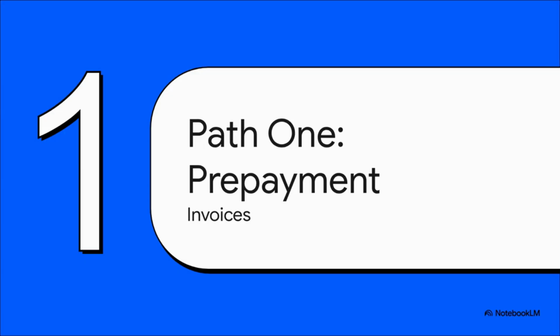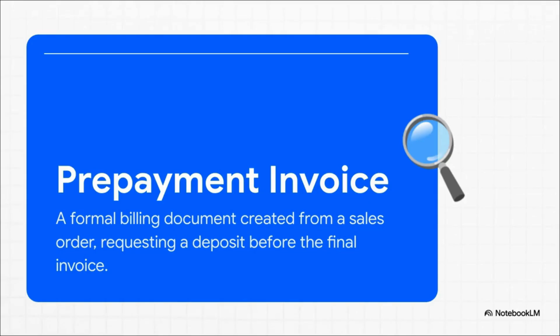Okay, let's dive into path number 1. This is what I call the formal route, using a prepayment invoice. This is the structured, totally by-the-book method. It's for businesses that absolutely need a perfect, traceable paper trail for every single transaction. Think of it this way. You're not just grabbing the cash. You are issuing a specific, official invoice just for the deposit. It's a formal request for payment. This creates a crystal clear record right from the get-go, and it directly links that deposit to the exact sales order it belongs to. No ambiguity.